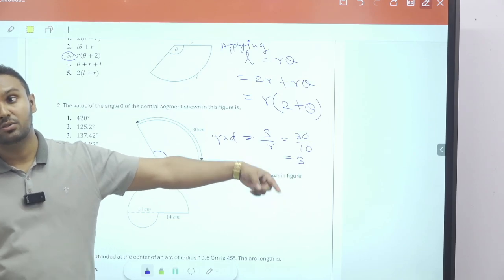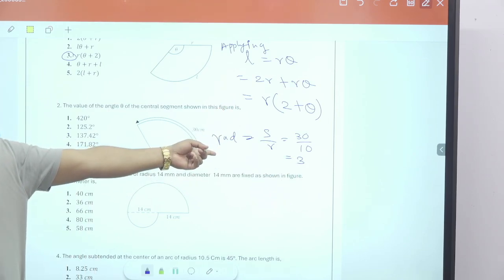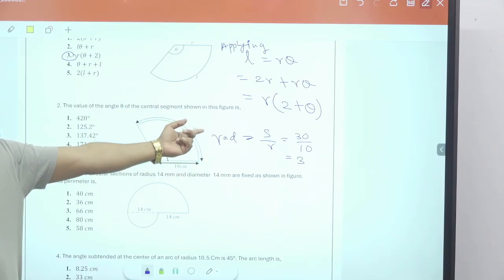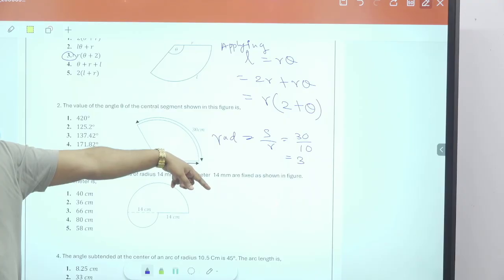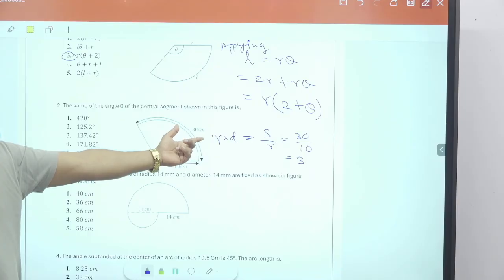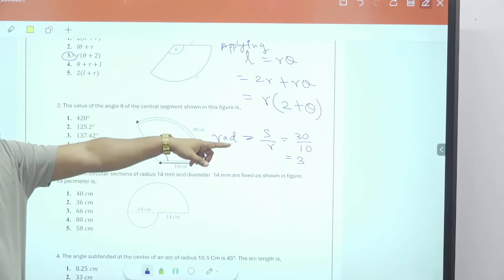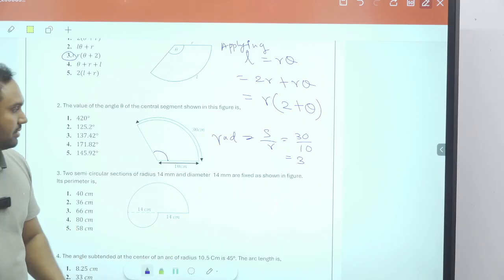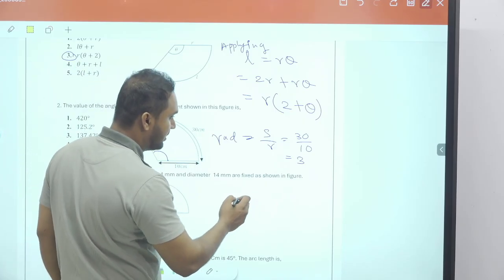Now the radian value is 3. You have to convert this to degrees. So you already know pi is equal to 180 degrees. If you take it in values, it is 3.14, right? So 3.14 is 180 degrees. You have to check how much is 3, right? This is how you convert it.